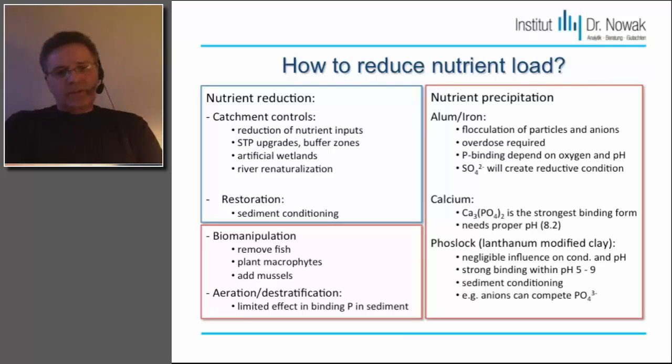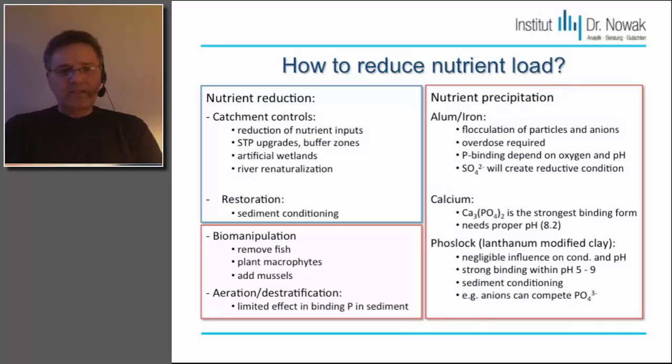To reduce or to make up the sediment, you can use alum or iron that are flocculants that can flocculate particles and anions like phosphate, but there's always an overdose required. That has an effect on the water body in conductivity and pH. The P binding depends for iron on the oxygen concentration in the water body and sediment, and for alum and aluminium chloride, the pH must be proper.